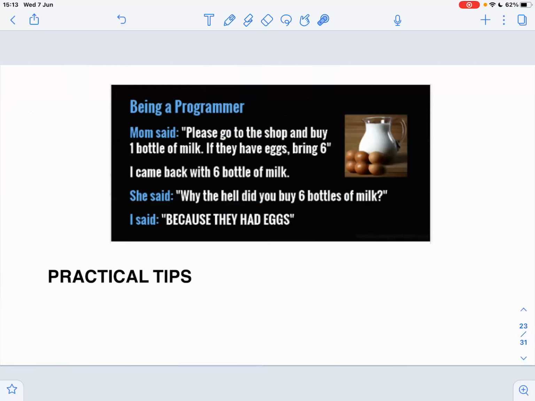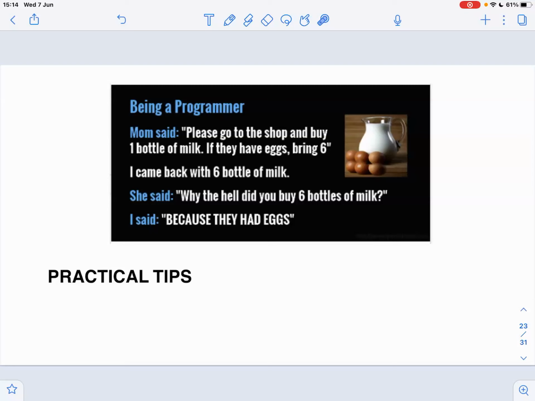Now, in terms of practical tips, we need to make sure that the students understand how things work. And when we talk about practical tips, one of the things that Cesare highlighted is be specific, be almost hyper-specific. So here's this old programmer joke.